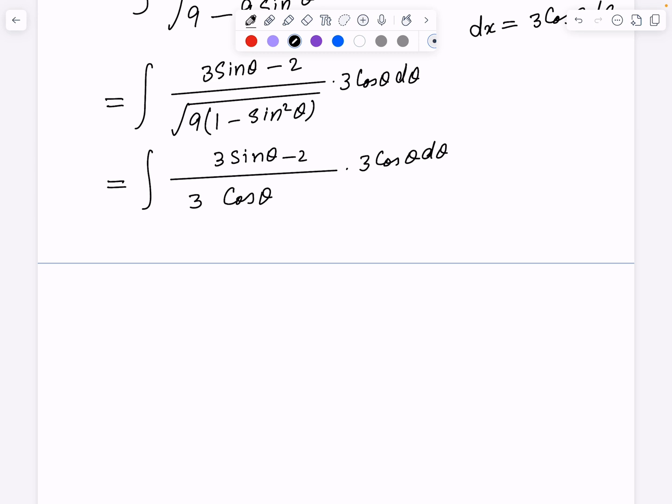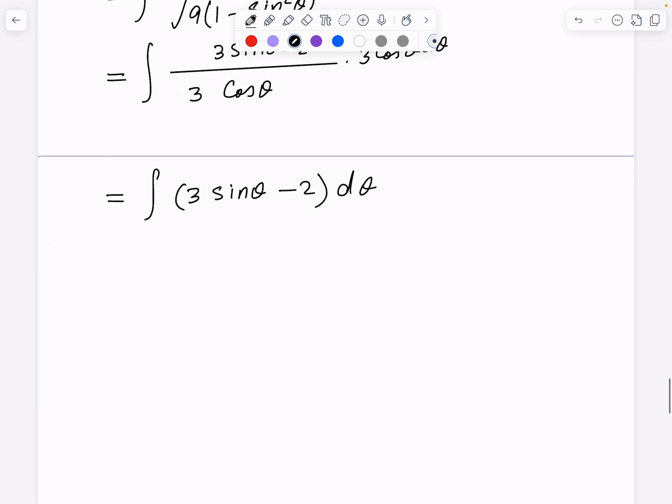And now we can cancel 3 cosine theta, which is here, with this 3 cosine theta. So we can cancel these two to yield the integral of 3 sine theta minus 2 d theta. And now we're going to get the integral. The integral of 3 sine theta is going to be minus 3 cosine theta minus 2 theta plus c.